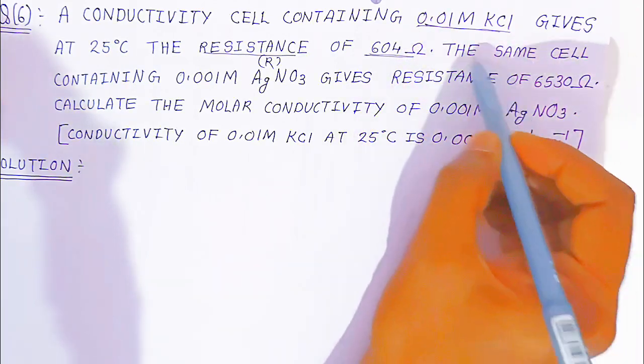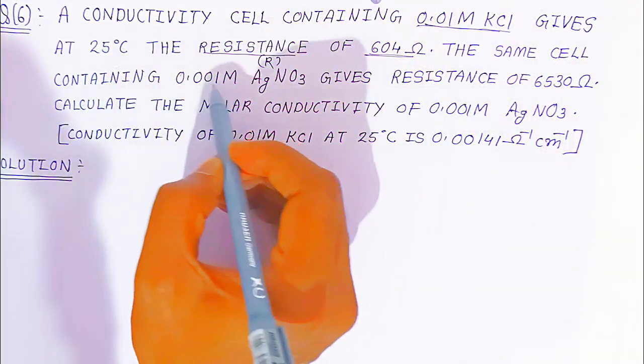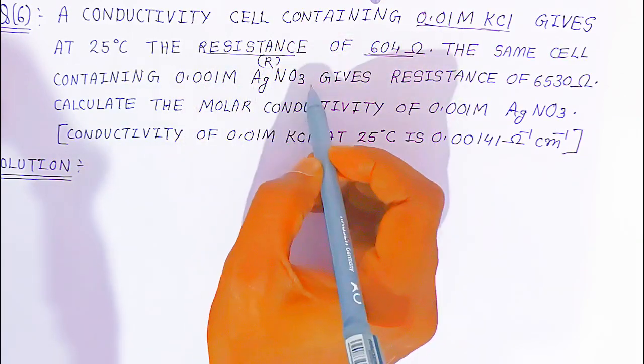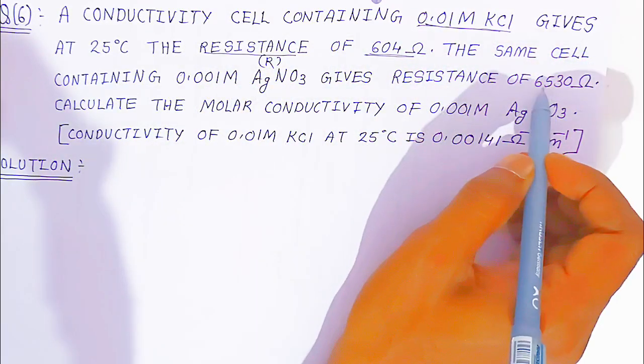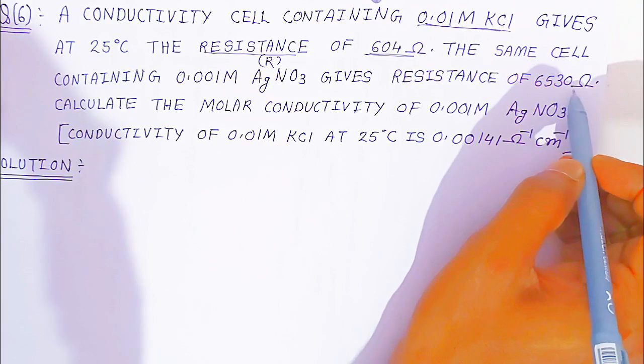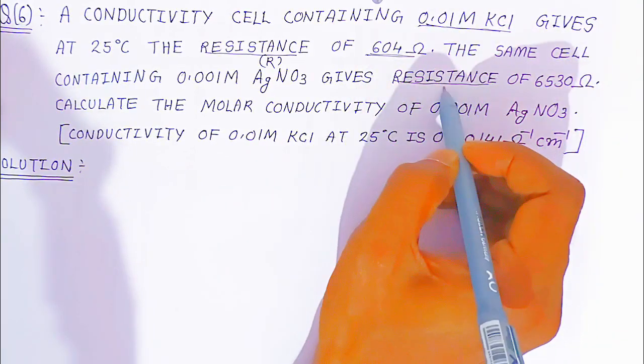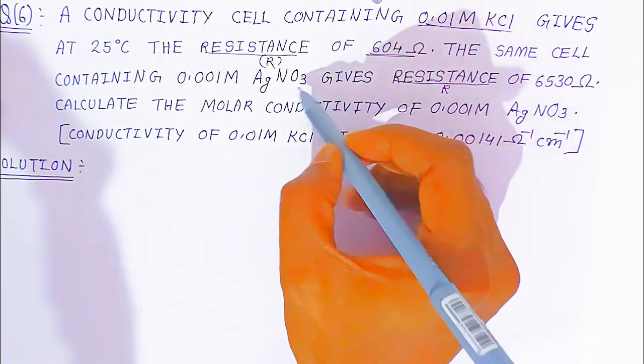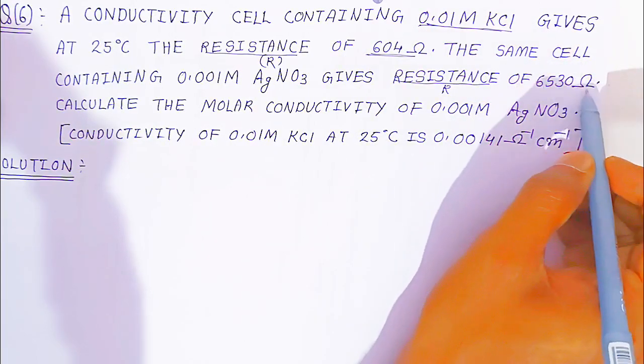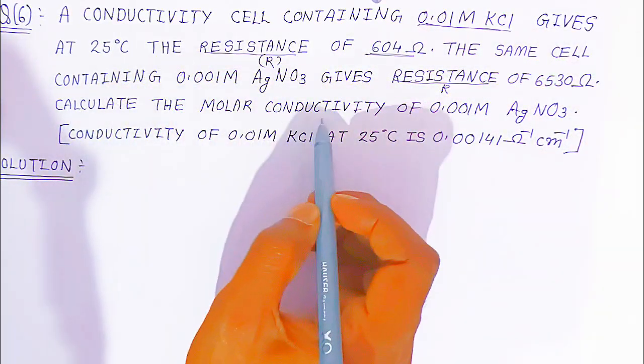Now students, the same cell containing 0.001 molar silver nitrate gives the resistance of 6530 ohm. So this is the resistance students. Here also resistance, but it is the resistance of silver nitrate. It is given 6530 ohms. You have to calculate the molar conductivity.